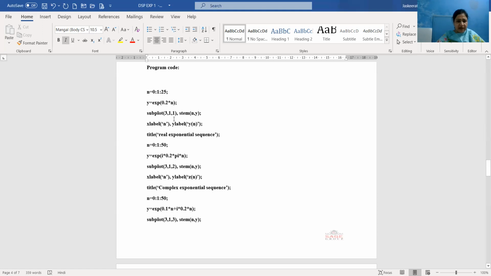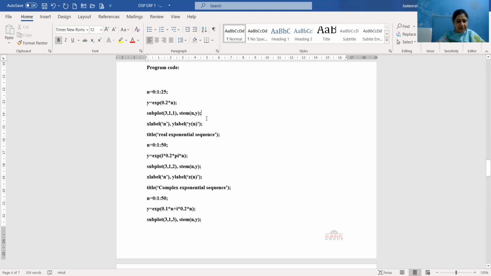So we will divide our figure window into three parts. In this subplot parameter, we have written 3 comma 1. That means the figure window will have 3 rows and 1 column. And our real exponential signal will be plotted in the first position. So we have 1 written here.